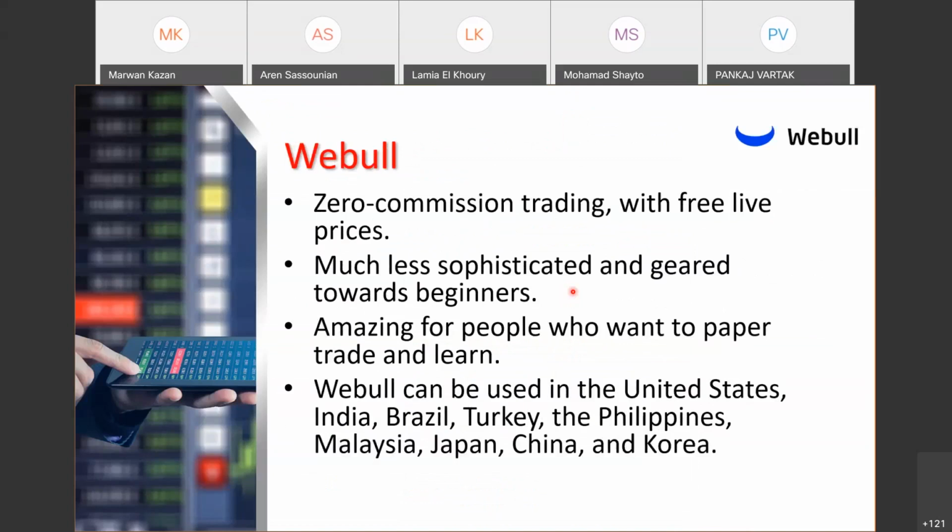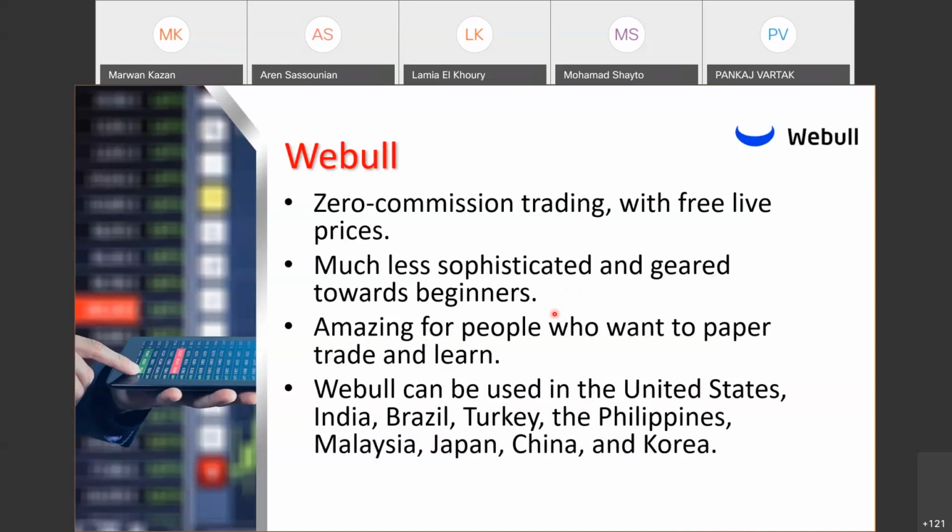Lite Interactive Brokers is a zero commission version of Interactive Brokers, but it doesn't have live prices and its execution is much simpler. Okay, we'll explain that later. Robinhood is only available in America. I'll get into that in the next upcoming slide.